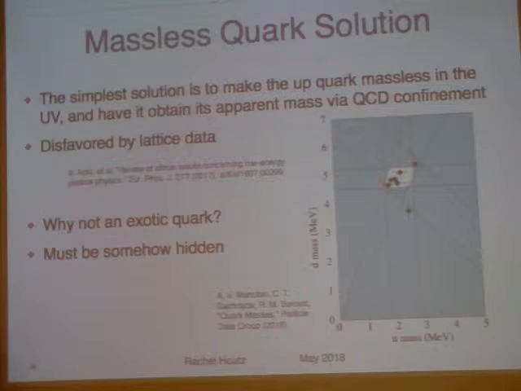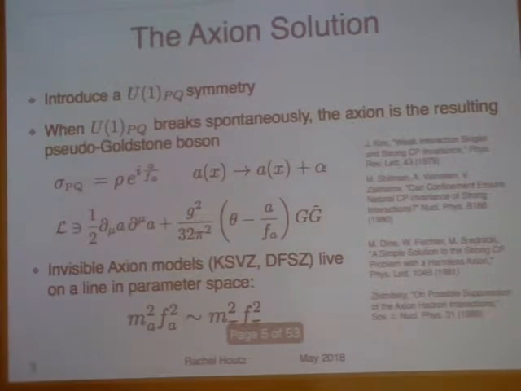Although there's no problem with the massless quark being an exotic quark. If an exotic quark does solve the strong CP problem and it's massless, it has to be hidden by some mechanism, to explain why we haven't seen it.